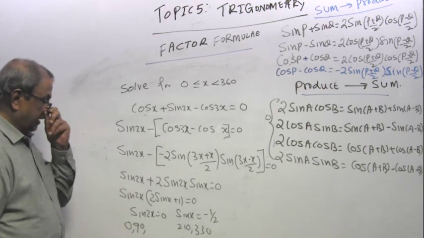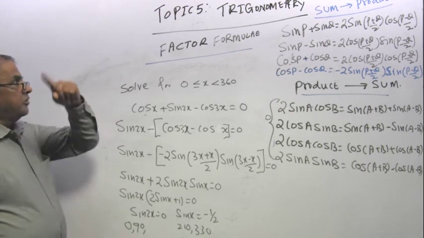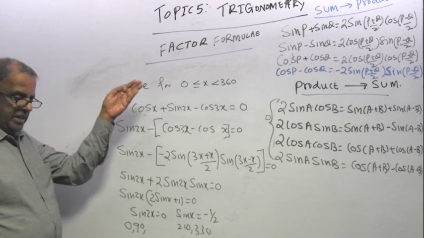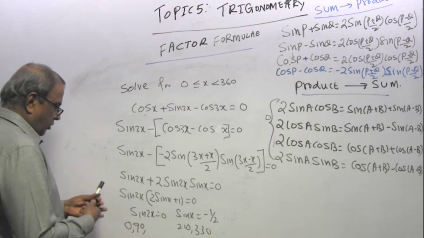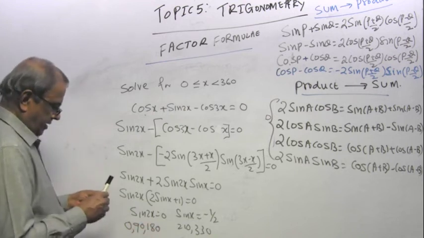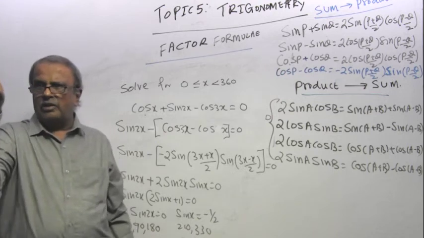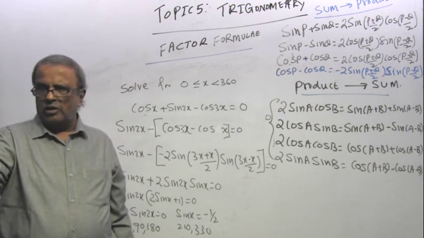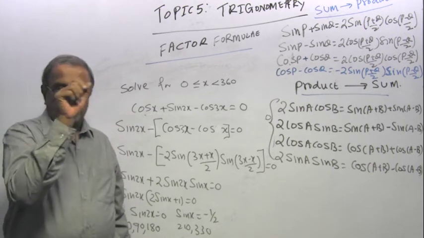Sin 2x is 0 because x is 0, 180 and 360. 2x is 0, 180, 360. X is 0, 90 and 180. Oh, I'm sorry. There's one more answer, 180. Yes, because now sin x graph is 0, 180, 360. So 2x is 0, 180, 360, x is 0, 90, 180.